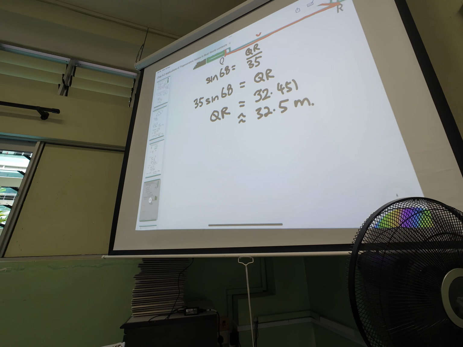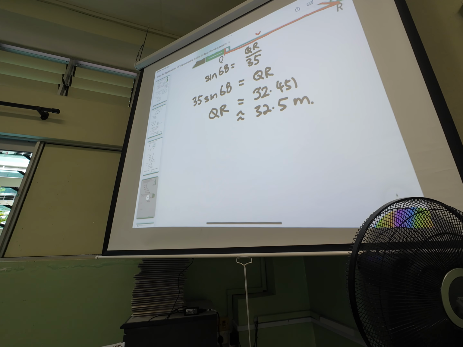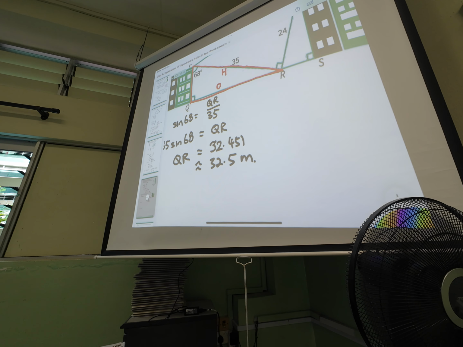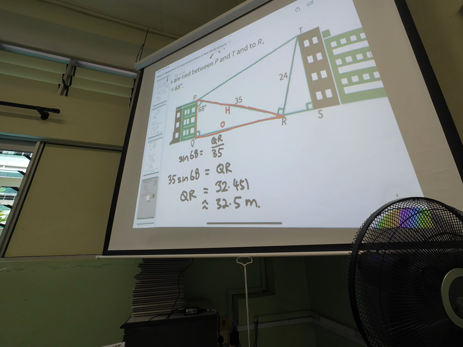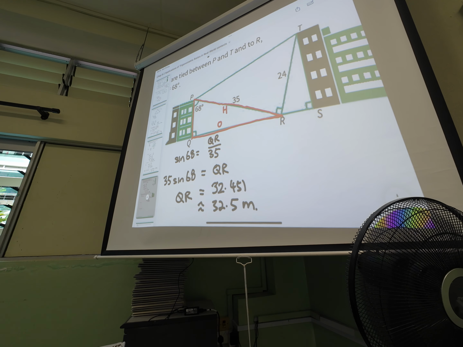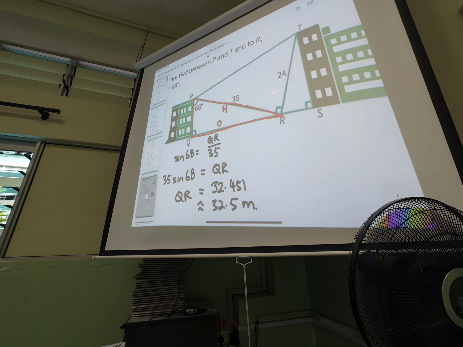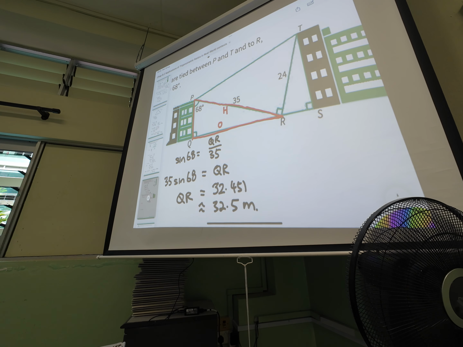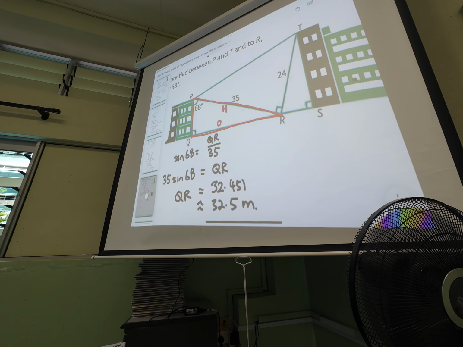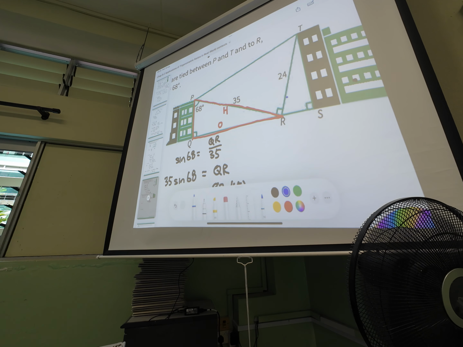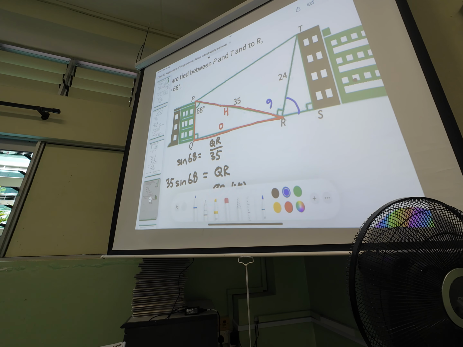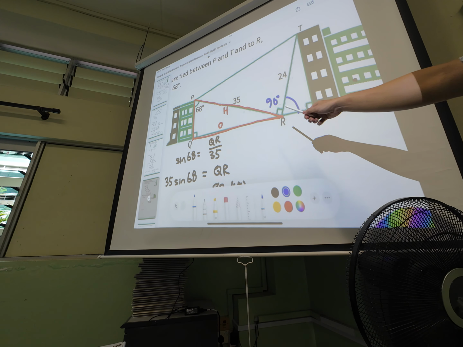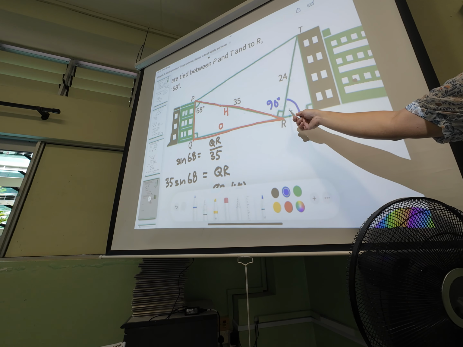What is the angle TRS? Angle TRS is here. Again, this one don't need to use Trigo. That is a straight line. Here is 90. I want to find here. Then I know this is 90. If I know this angle, I can find this angle.